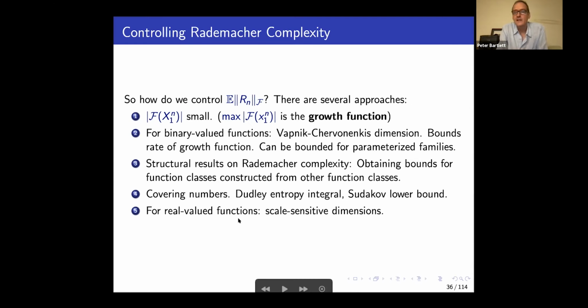In the case of real valued functions, there are combinatorial dimensions related to the Vapnik-Chervonenkis dimension, scale sensitive versions of the VC dimension, that are again tightly connected to covering numbers and Rademacher averages. I'm not going to say anything more about covering numbers or scale sensitive dimensions in these talks.